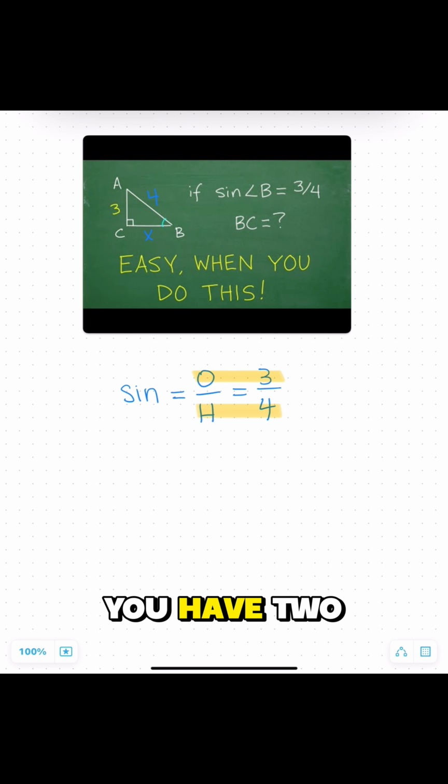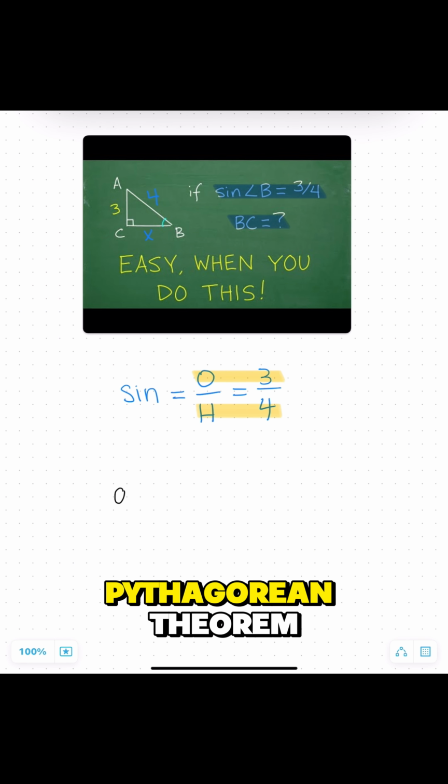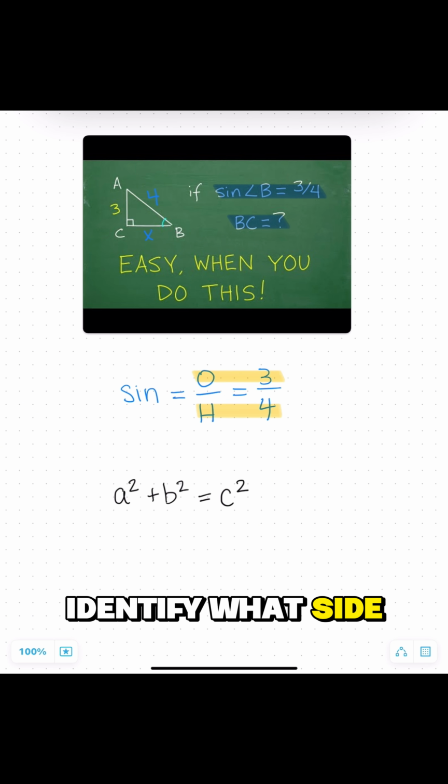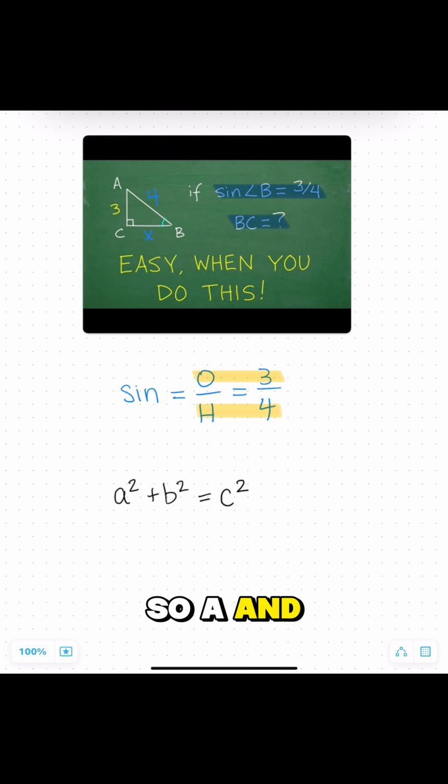And then anytime you have two sides of a right triangle, but you're just missing the third side, you're going to use Pythagorean theorem. So that's a squared plus b squared equals c squared. Now you want to identify what side is A, B, and C. So A and B are the legs of the triangle, and C is the hypotenuse. So as we said earlier, the hypotenuse is this side that we labeled with a 4. So that's going to be our C. And then A and B are just the legs. Doesn't really matter which leg, but normally A is the shorter leg and B is the longer leg.